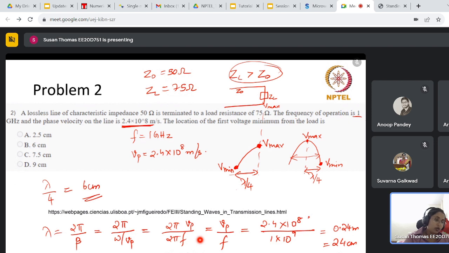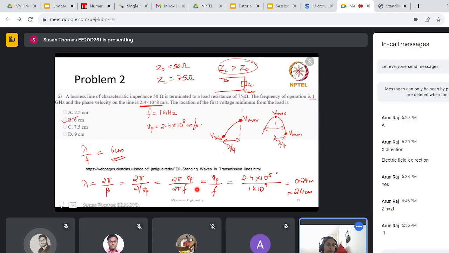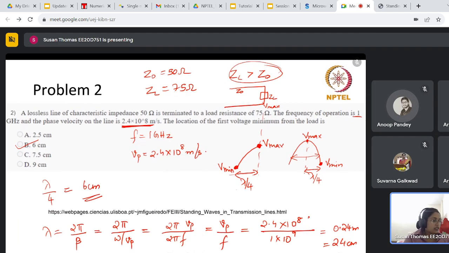So at the load end you have a voltage maximum. From there, lambda by 4 distance you have the first voltage minimum. So hope this is clear. Yes, ma'am. Okay, so we'll move on to the next question.